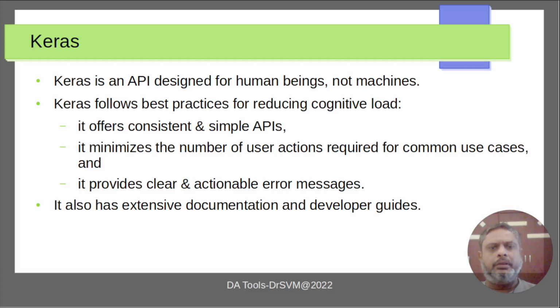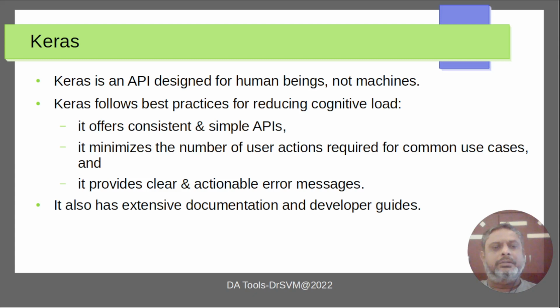The next interesting tool is Keras. It's an API designed for human beings, not for the machines. It's a human-friendly API. Keras follows best practices for reducing the cognitive load. It offers consistent and simple APIs. It minimizes the number of user actions required for common use cases and provides clear and actionable error messages.